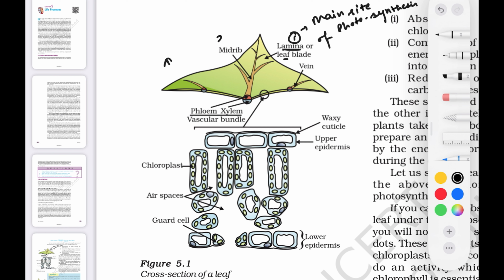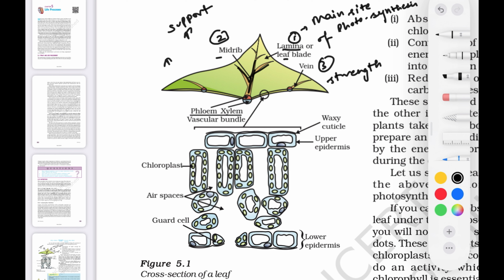Okay. Second one is midrib. It is the thick central vein of the leaf. It provides support and acts like a main pipeline for transport of water and food. Third is veins. Veins arise from the midrib. So here you can see many branches arising from the midrib and they carry water and prepared food through xylem and phloem that we are going to discuss later, and also provide strength to the leaf.